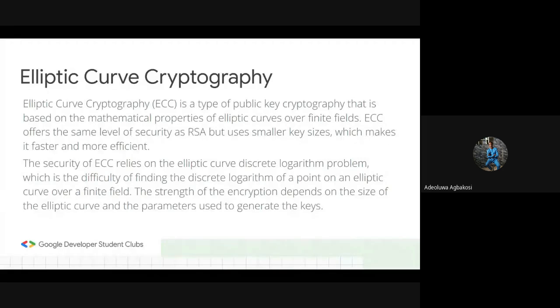Now, in elliptic curve cryptography, we're working based on the difficulty of finding a point on an elliptic curve over a finite field. So that's basically what we're working with when we're working with elliptic curve cryptography.